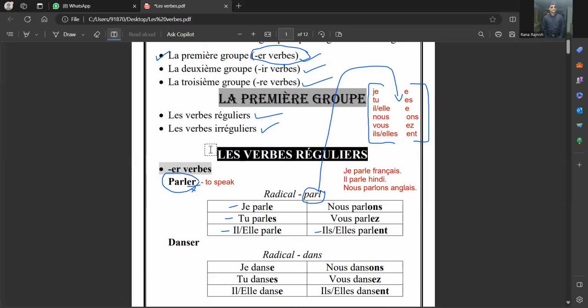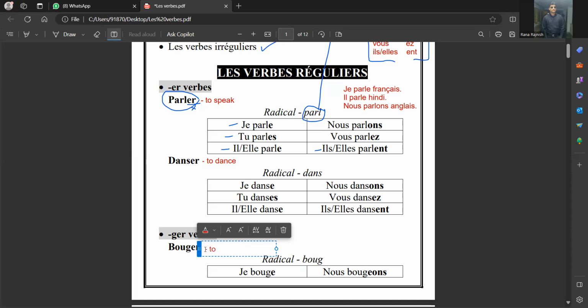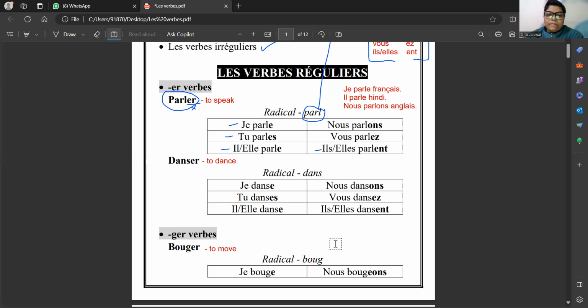Now, danser. Danser means to dance. The same thing applies. I'll pronounce it with you. Je danse, tu danses, elle danse, nous dansons, vous dansez, elle danse.